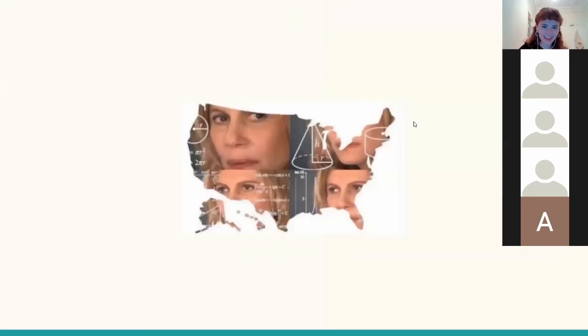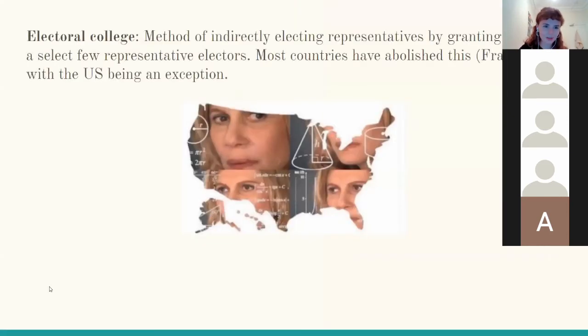Yeah, okay. Next part, the Electoral College. This is a method of indirectly electing representatives. You have electors that go to the Electoral College and they vote on behalf of the electorate.